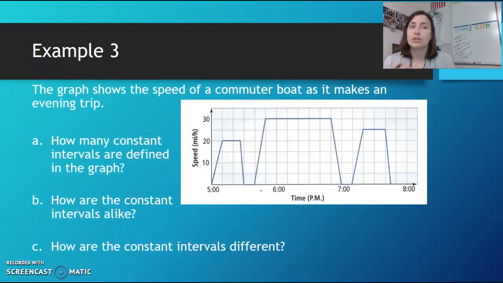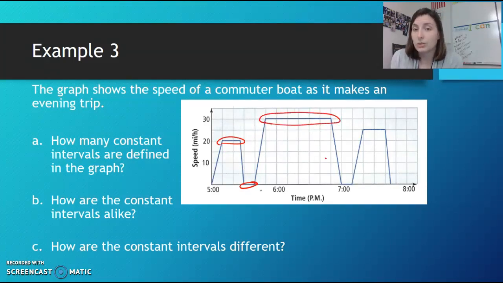All right, example 3, the graph shows the speed of a commuter boat as it makes an evening trip. So it's asking us to compare constants. So part A, how many constant intervals are defined in the graph? So I'm just going to look for how many zero slopes do we have. And so we have one up here. We have one down here. It may be hard to see, but there is a line there. We have a giant one up here, and then another one here around 7 o'clock, and between 7 and 8. And then we just end. So when I look at that, that is 5 constant intervals. So we have 5.